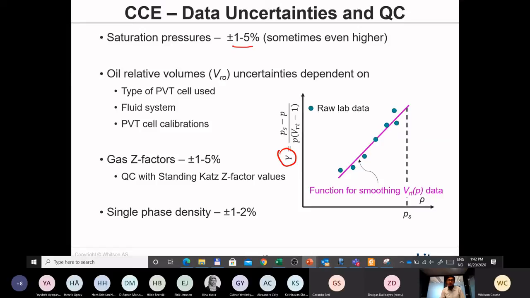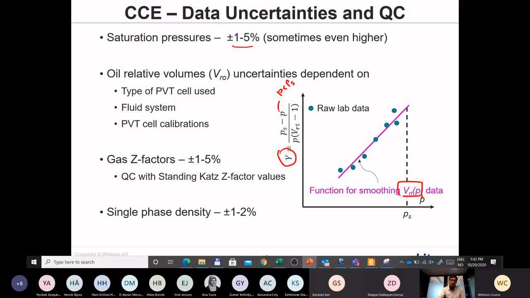Usually what happens is that when PVT labs measure the relative total volume, the VRT, they try to smooth the data with a smoothing function. So the Y function is just a smoothing function to smooth the VRT pressure data. The Y function is represented as the saturation pressure minus the pressure, which is always going to be less than the saturation pressure.